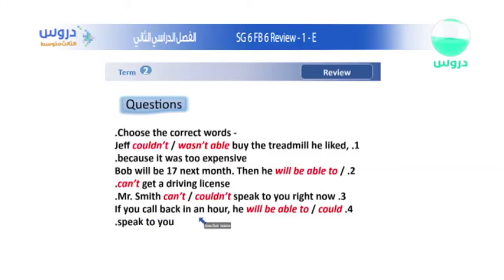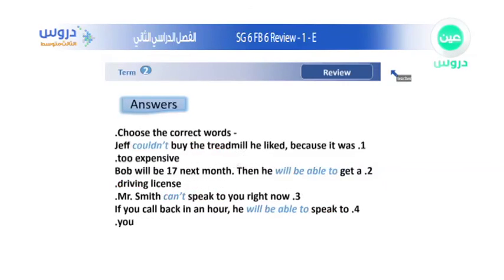If you call back in an hour, he will be able to or he could speak to you. He will be able to. Will be able to, you mean, right? Yes, will be able to. I'm watching you guys, okay?